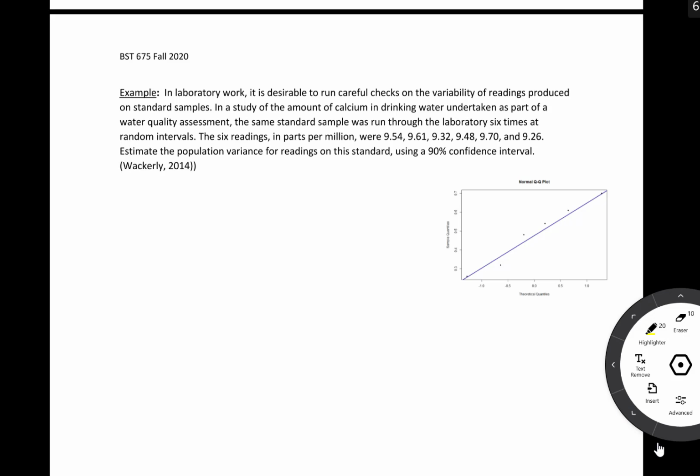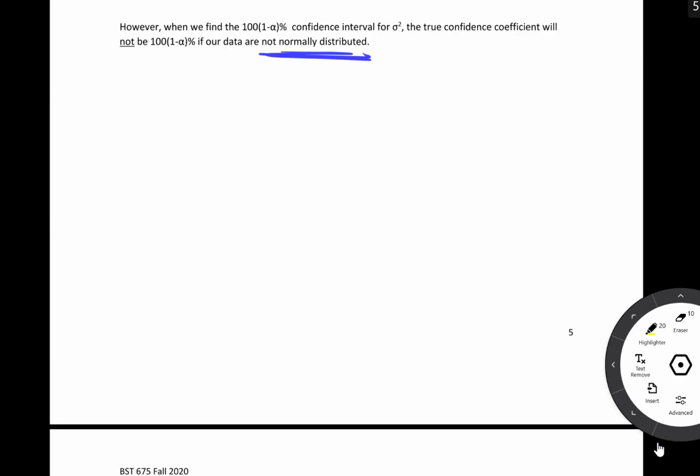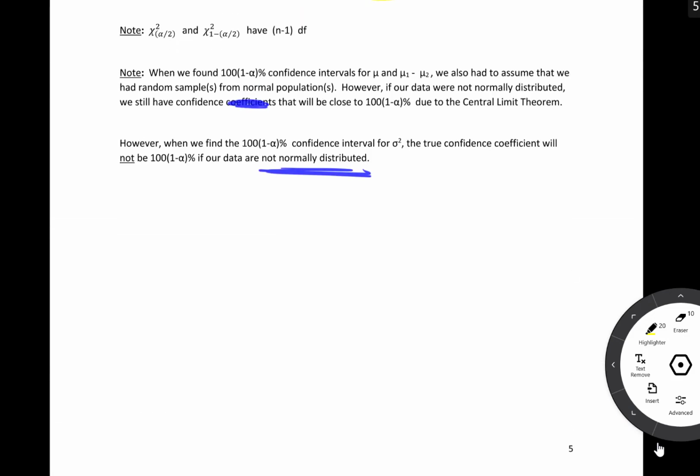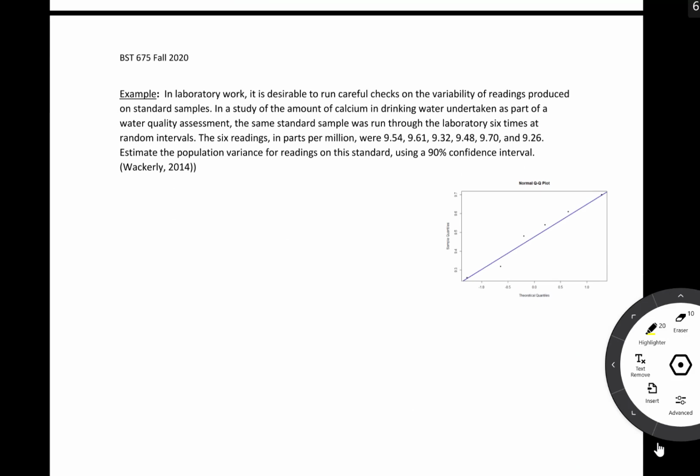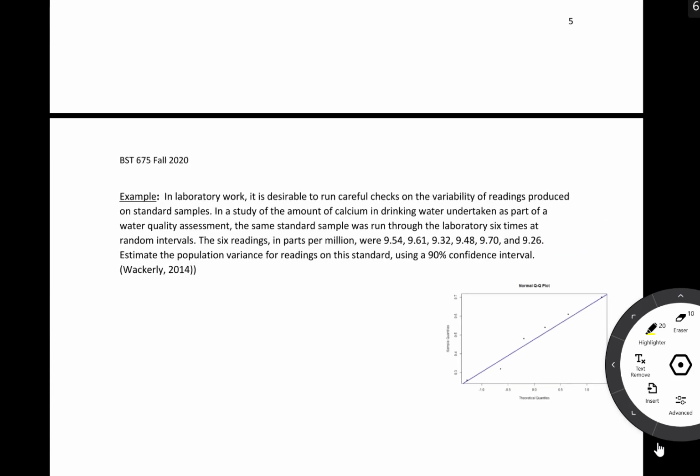So the first thing we need to do is confirm, is it reasonable to make the assumption that that population distribution is normal? And so we can do this by assessing what our data looks like. So here I have a normal QQ plot looking at our data, and we can see that our sample size is small, but looking at our QQ plot, I'm not very concerned. So I think it would be reasonable to continue with this assumption.